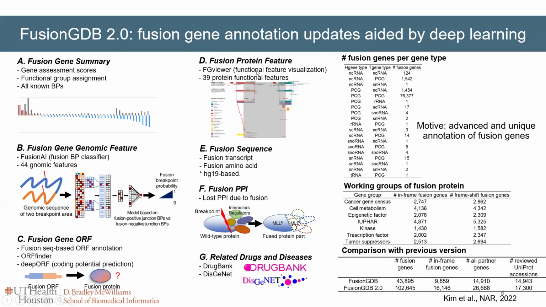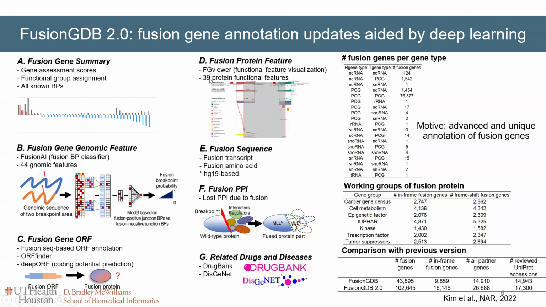FusionGDB is a second version updated by using an AI model. Anyway, we provide very comprehensive knowledge of the fusion gene, like what the known breakpoints are so far, and which breakpoints are the most frequently happening fusion breakpoints. And then we developed the fusion AI model to distinguish whether it is a fusion gene or not. Using that, we provide some genomic area features. And we also provide our own methodology to identify the coding potential to form fusion protein.